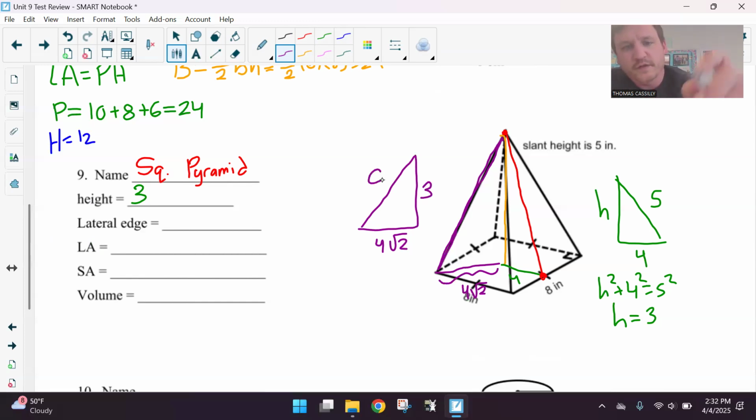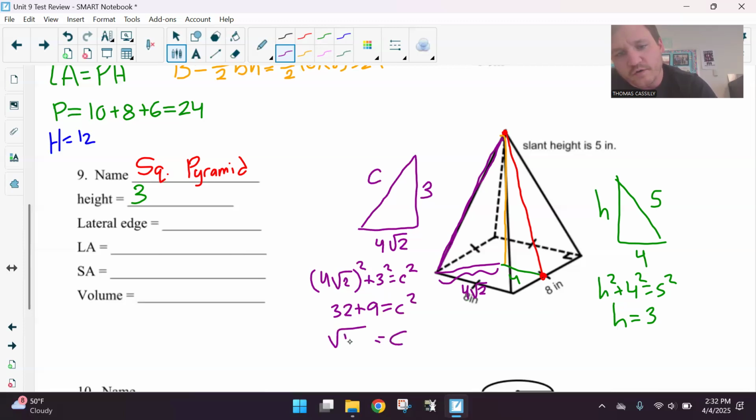Pythagorean theorem, that's going to give me this value here. So I could say 4 square root of 2 squared plus 3 squared equals c squared. That's going to give us 16 times 2 is 32, plus 9 is c squared. C equals the square root of 41. Again, you're not going to have one like that on your test. Don't ask me. That'll be a good indicator of who watches these videos, because people who don't watch these videos are all going to ask me about it.